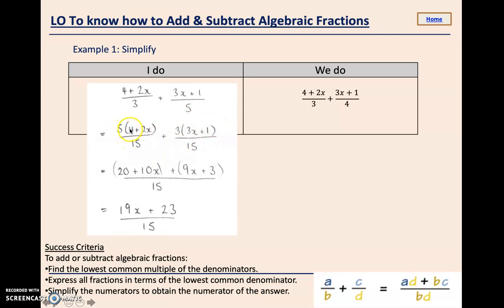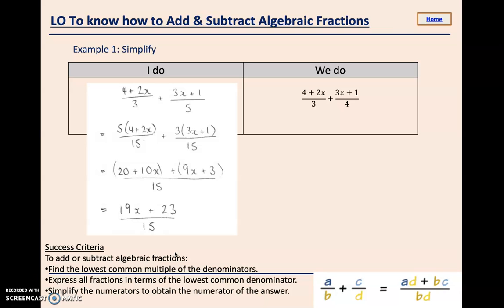So we times it out, so we end up with 5 times by 4 gives us 20. 5 times by 2x gives us 10x. 3 times by 3x gives us 9x. 3 times by 1 gives us 3. So now we have everything over this one common denominator. So we just need to collect our like terms. So we've got 10x and 9x, it's 19x. And 20 and 3 gives us 23. So there we go. There's no further simplifying to be done.